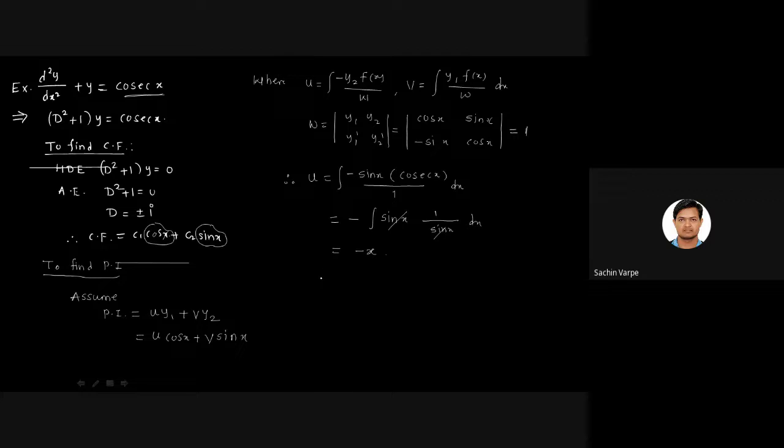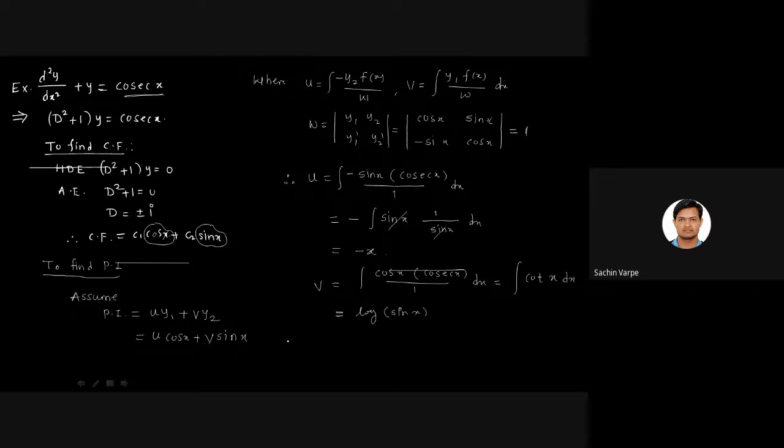So the value of u is minus x, and v is equal to integration of y1, which is cos x, into cosec x upon Wronskian, which is 1, dx. So that is integration of cot x. And what is the integration of cot x? It is equal to log of sin x, or we can write it as minus log of cosec x also. So this is the value of v.